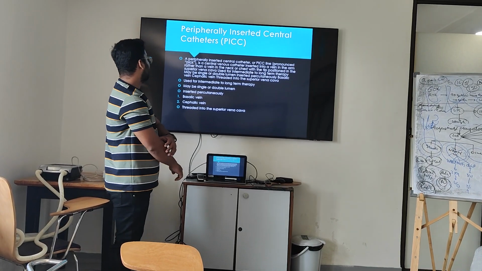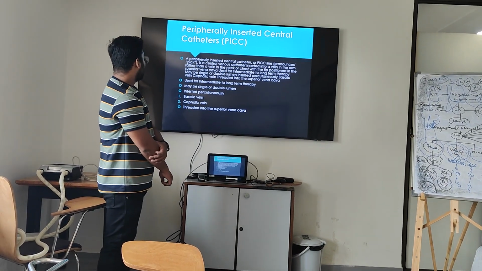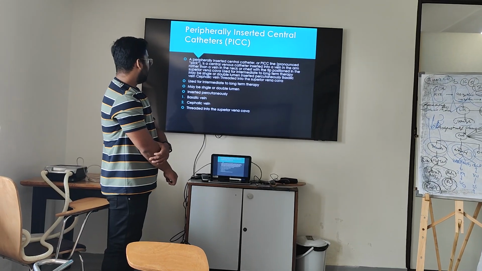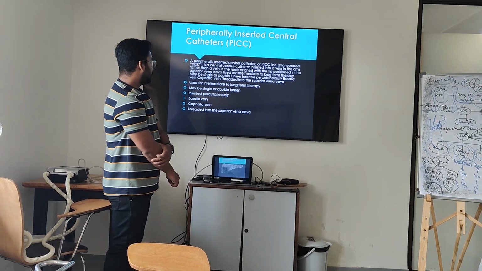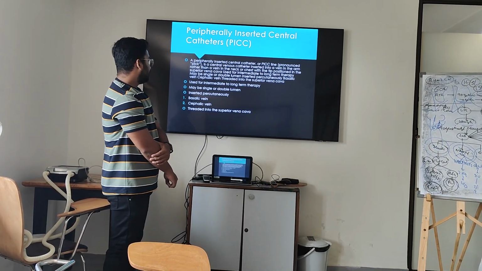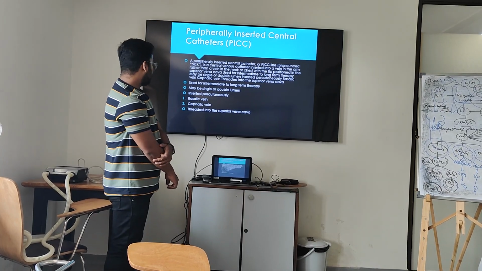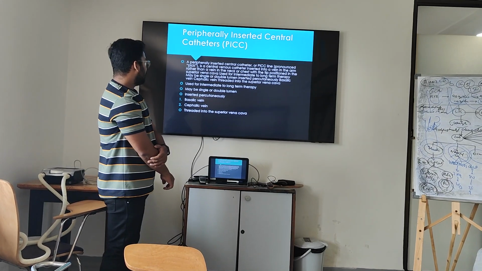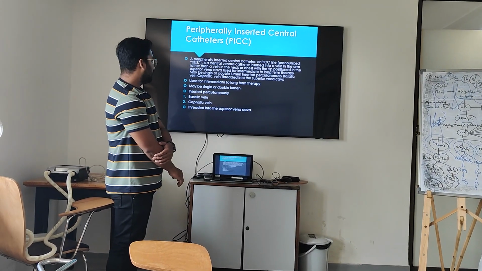Peripherally inserted central catheter. It's a central venous catheter inserted into a vein in the arm rather than a vein in the neck or the chest, with the tip positioned in the superior vena cava. It is used for intermediate to long-term therapy, may be single or double lumen, inserted percutaneously into a basilic vein or cephalic vein and threaded into the superior vena cava.